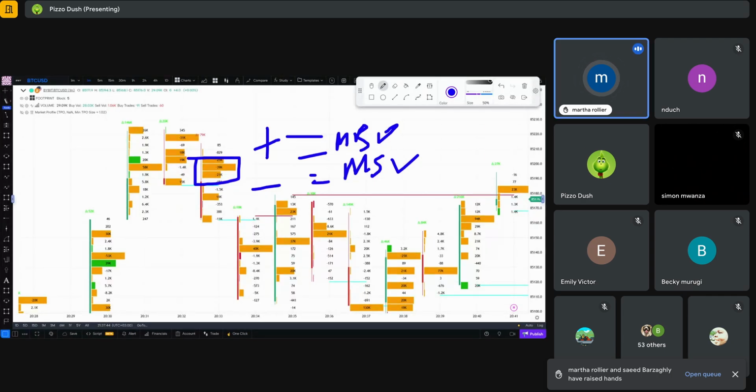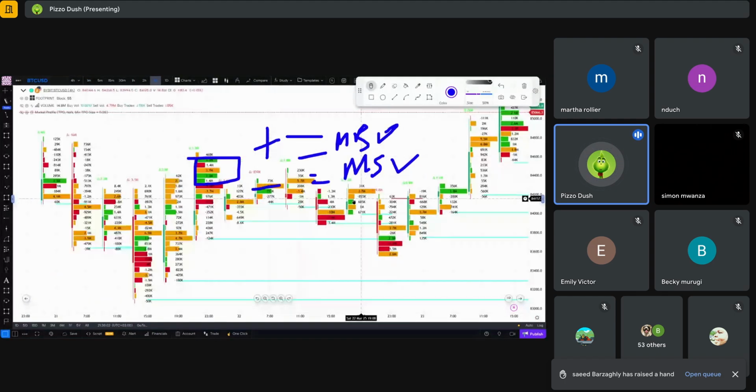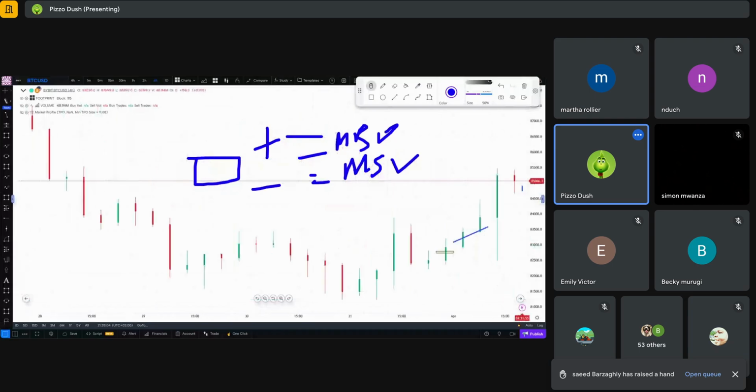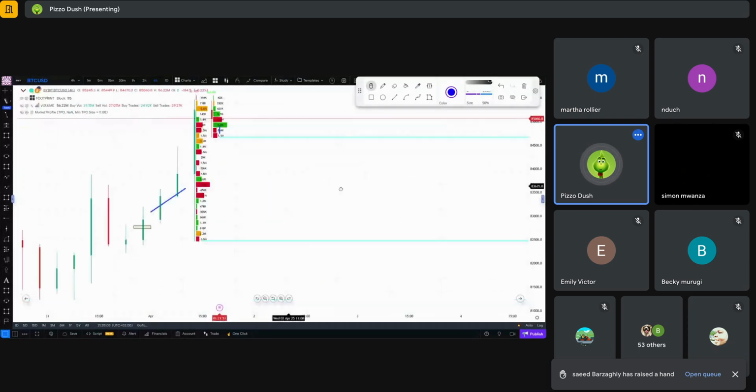Asking, apart from the stacked imbalances, what time frame should we use when analyzing using GoCharting? So when using footprint charts, make sure you're using strictly 30 minutes and below. If you use something like a 4 hours time frame, you won't see the change in volume. You won't clearly see the change in volume.